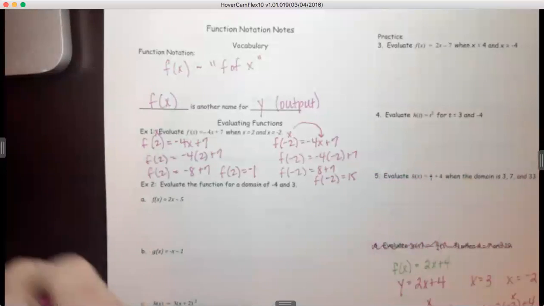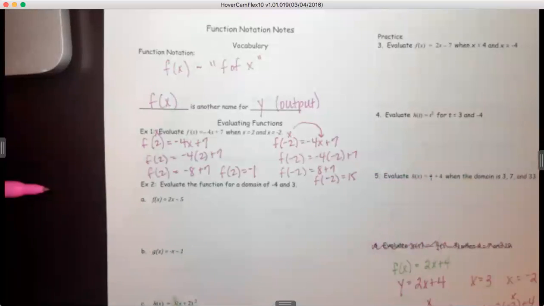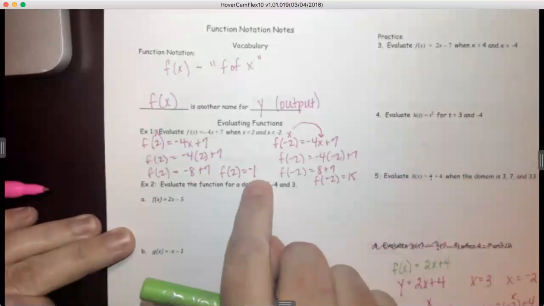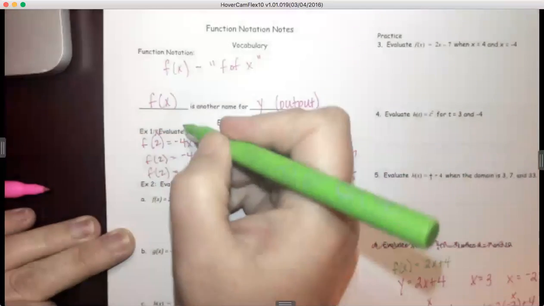Can I still write it as an ordered pair? Sure. My x is 2. My y, or my output, is negative 1.